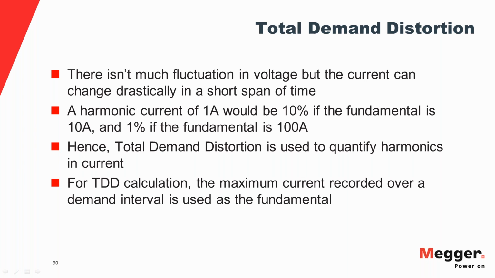That's why we go with a term called TDD, total demand distortion. For TDD, the max peak current recorded over the demand interval is used as the fundamental. So if you are recording with 15-minute demand intervals, the peak value that's recorded over that 15-minute interval would be the fundamental for TDD calculation in that 15-minute interval.